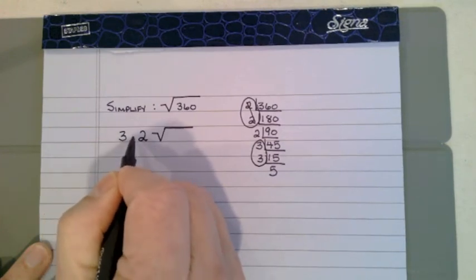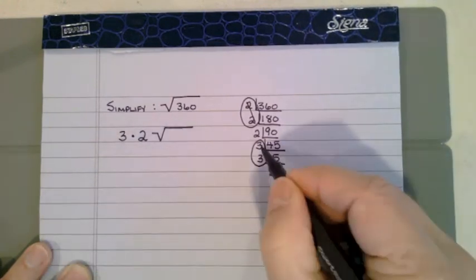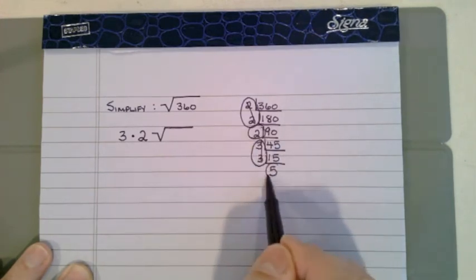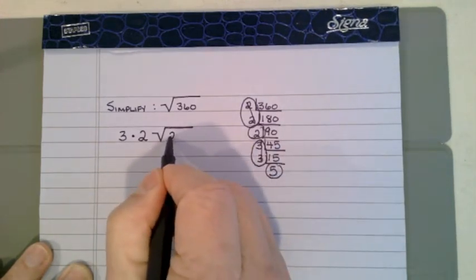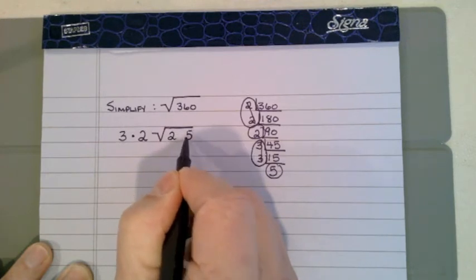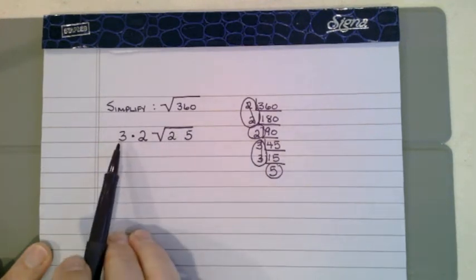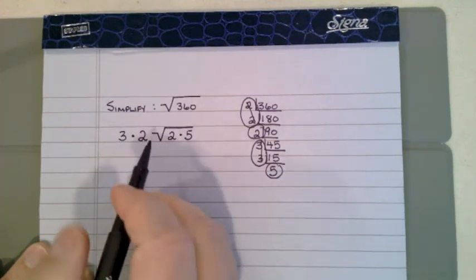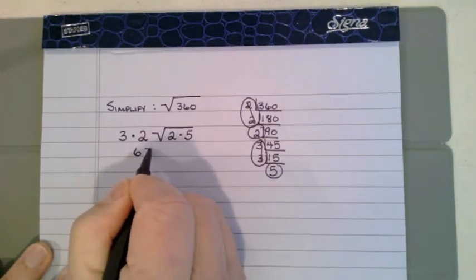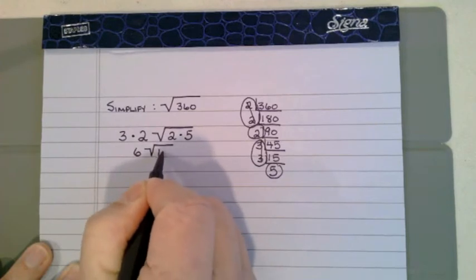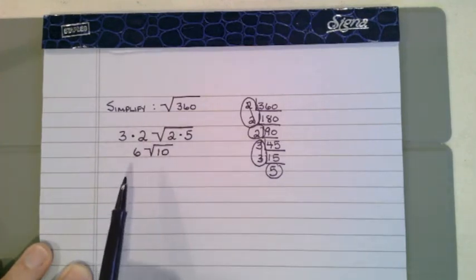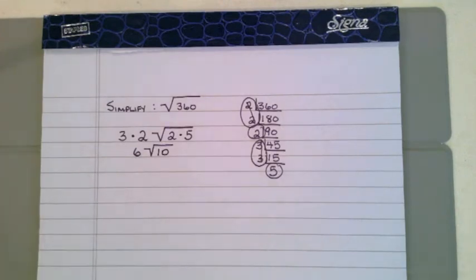And what do I do with these numbers on the outside? I multiply them together. I have singles though. I have 2 singles. I have a 2 and a 5. That means I put a 2 up under here and a 5 up under here. Just like on the outside, these numbers get multiplied together as well. Multiply these numbers on the outside, I get 6. Multiply the numbers on the inside, I get 10. The square root of 360 simplified is 6 square root of 10.